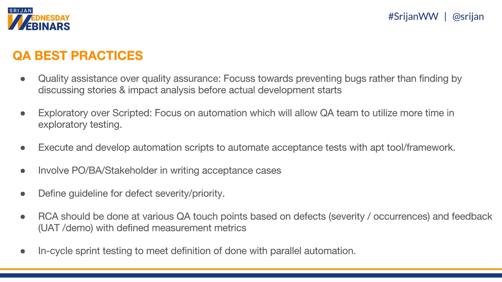And to do more exploratory testing, we should do automation. We should involve automation in our testing. Reason being, it will allow our manual testers to get more time for exploratory testing. Execute and develop automation scripts to automate acceptance tests with an appropriate tool and framework. And we should also involve PO, BA, and stakeholders in writing acceptance test cases.